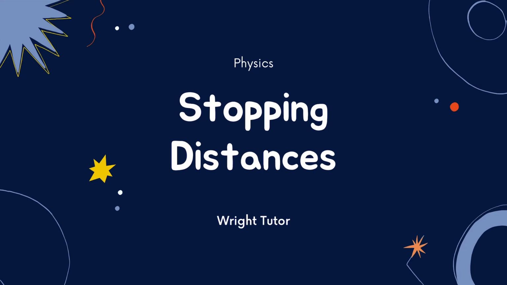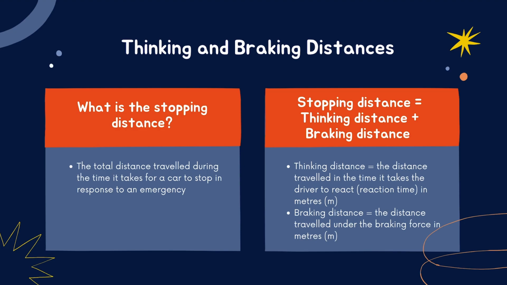So in this video, we're going to look at stopping distances. So first of all, what is the stopping distance? The stopping distance of a car is defined as the total distance travelled during the time it takes for a car to stop in response to some emergency.